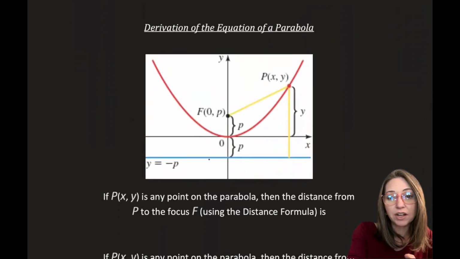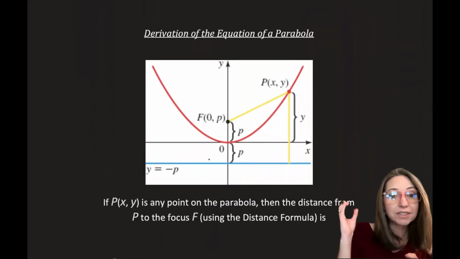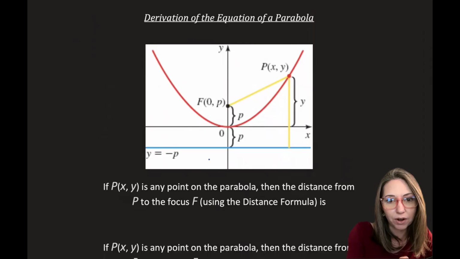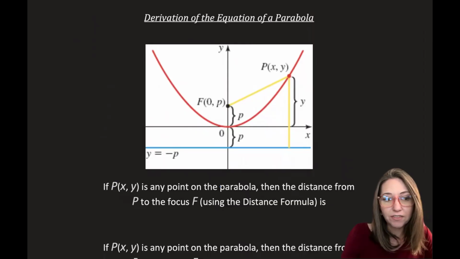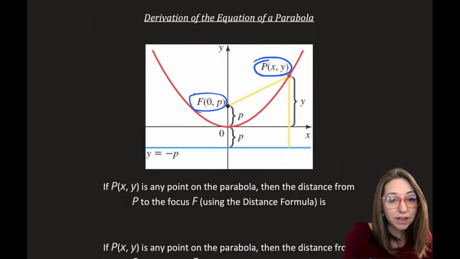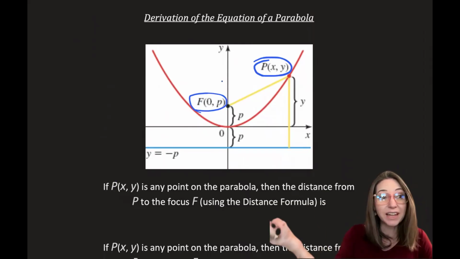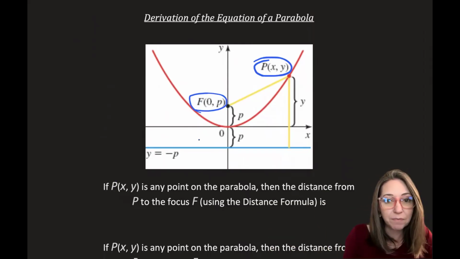Now this equation is only going to be true for parabolas centered at 0, 0. If they are shifted, it changes just a little bit, and that's a more advanced topic. So if P of x, y is any point on the parabola, just any random point, then the distance from P to the focus, by the distance formula, we'll use the coordinates. We're going to let the focus be the point 0, comma p. So p is just some number, and we're trying to relate p with the equation of the parabola.